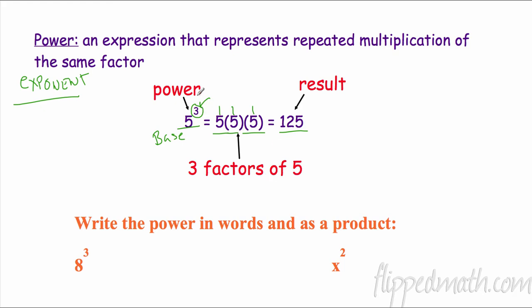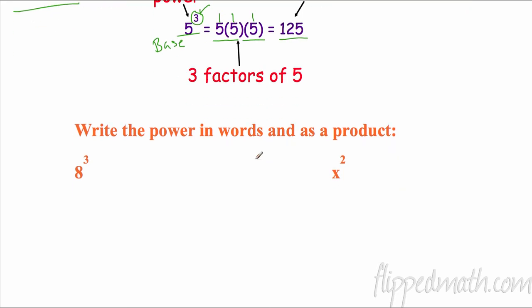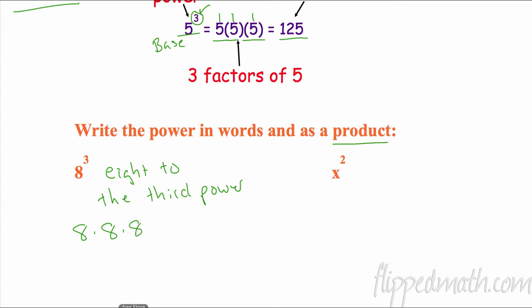All right? When I come down here, I want to write the power in words and as a product. Remember, if I'm going too fast, what could you do? Pause the video, go back, rewind, see what you missed. All right? So write the power in words and as a product. So we have 8 to the third power. And as a product, product is multiplication. So I'm going to write that 3 times. 1, 2, 3. All right?